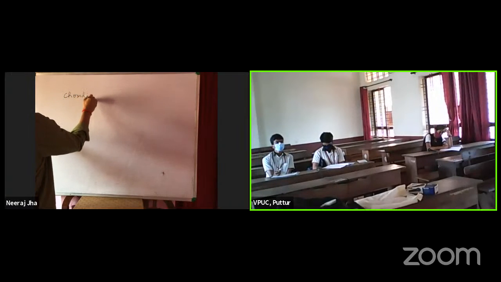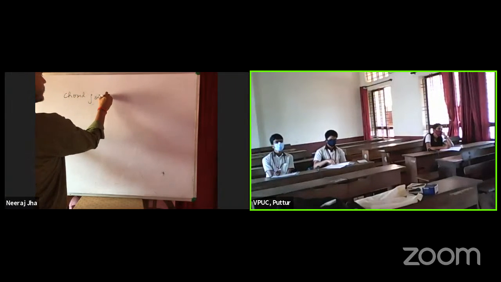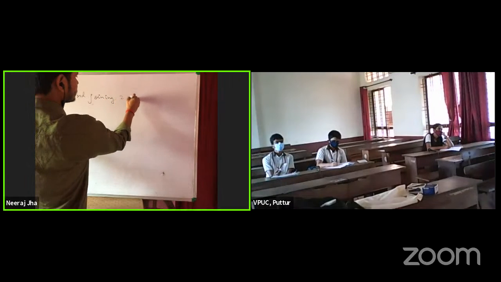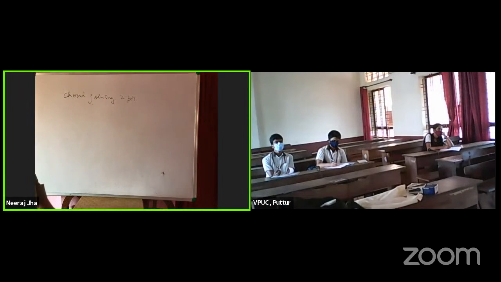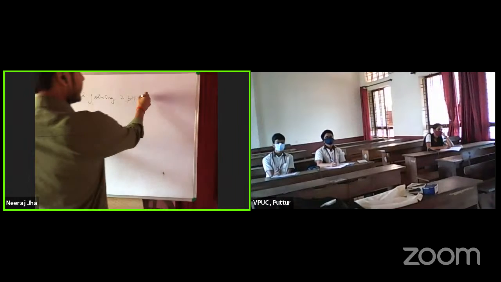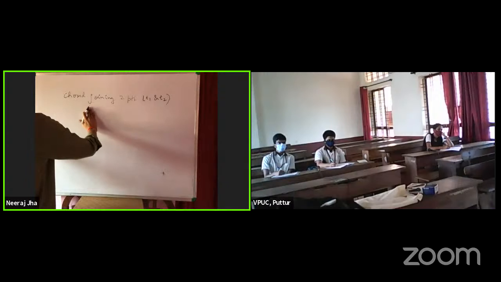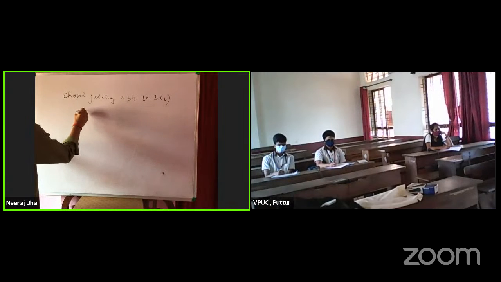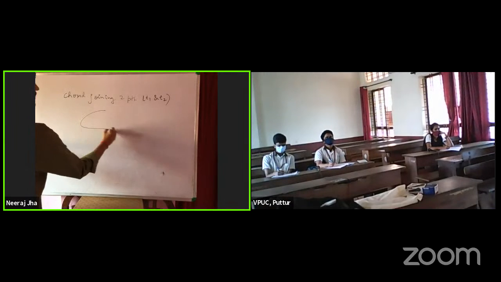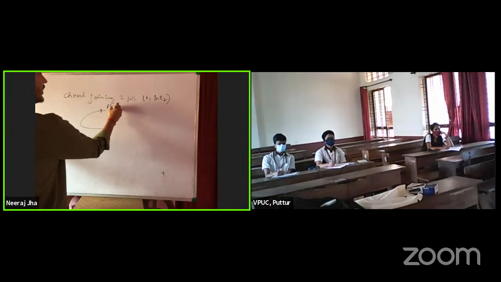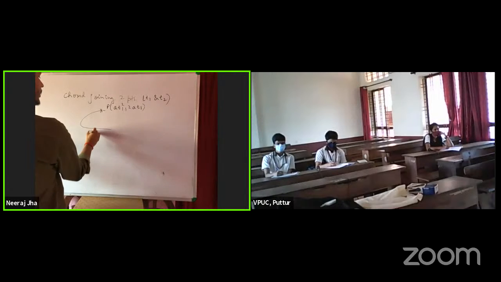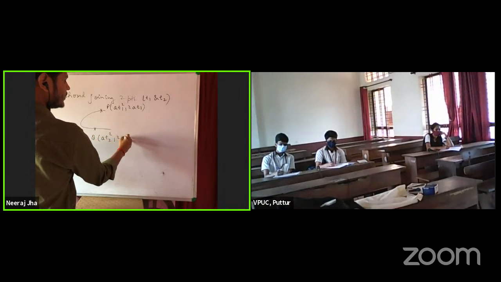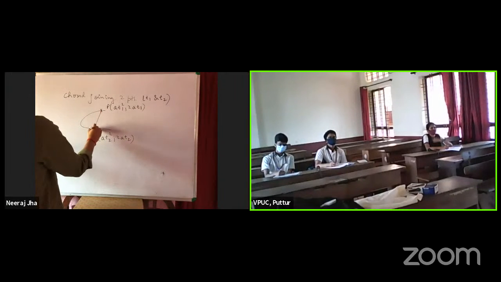Chord joining 2 points T1 and T2. Let us write this. This point is P, at1 square comma 2at1. This point is Q, at2 square comma 2at2. 2 points. This is the chord.